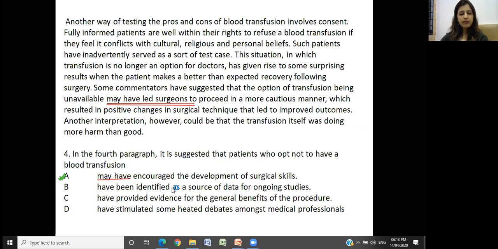Why not B? Because it says it was used as data for ongoing studies. The writer has already ruled out in the previous paragraph that it is not possible to do studies, and therefore another way. So now we are not looking for studies anymore. Okay? We are talking about another way where we use one patient as a test case. It is not that we are gathering the data of such patients and then doing a study on that data. No, we're just considering that one patient who refused as a test case, and then we are going to see how we are benefiting or not.